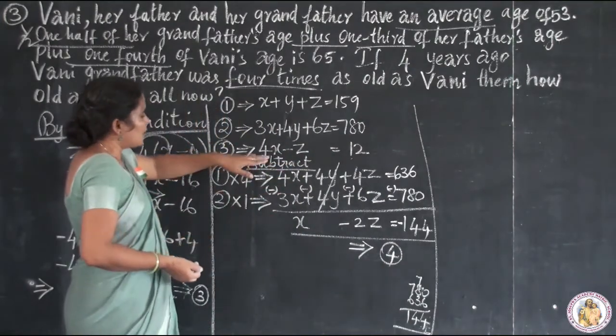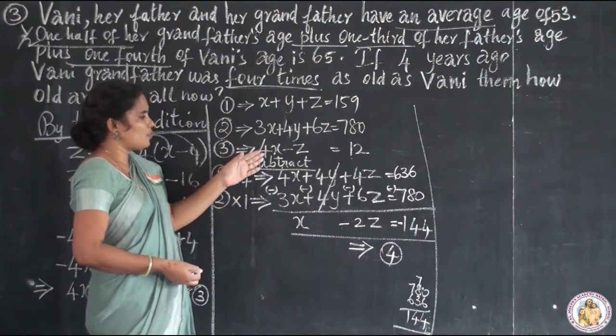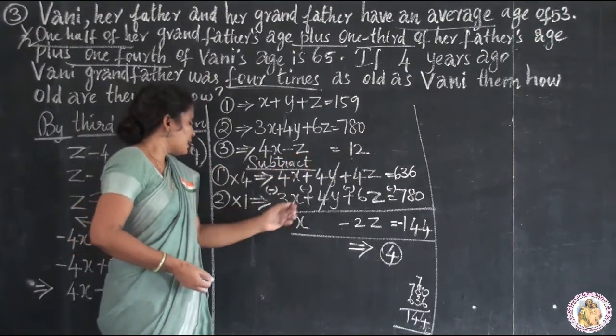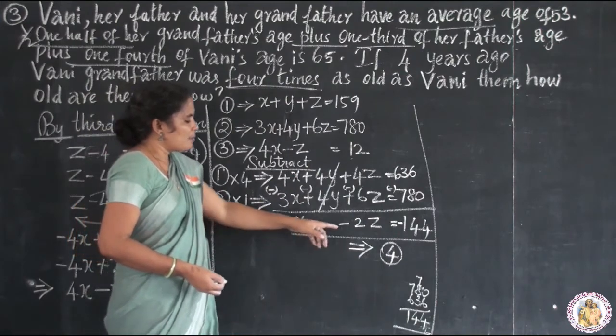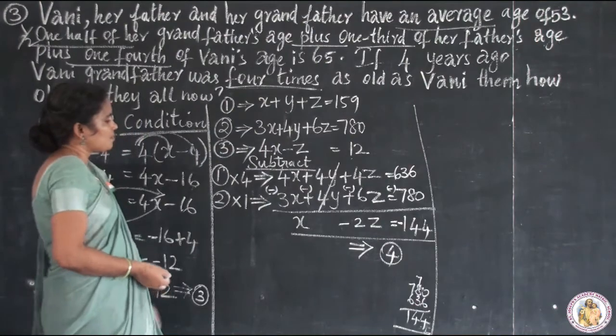Now in the third equation and fourth equation we can see the same variables. In the third equation, 4x minus z is equal to 12, and here it is given x minus 2z is equal to minus 144.